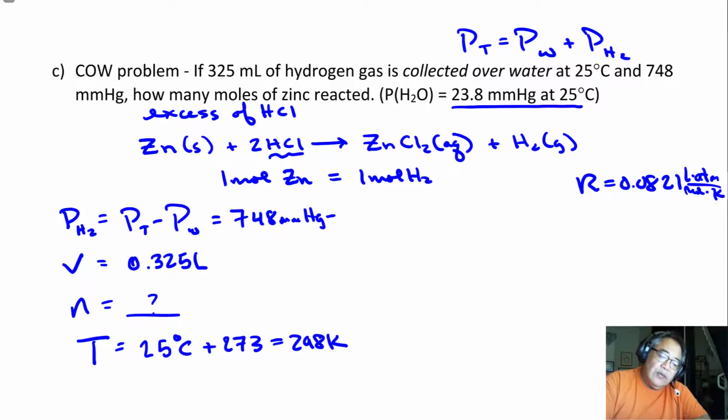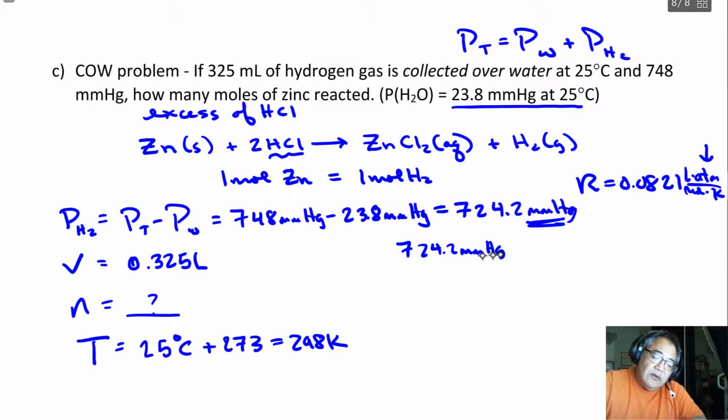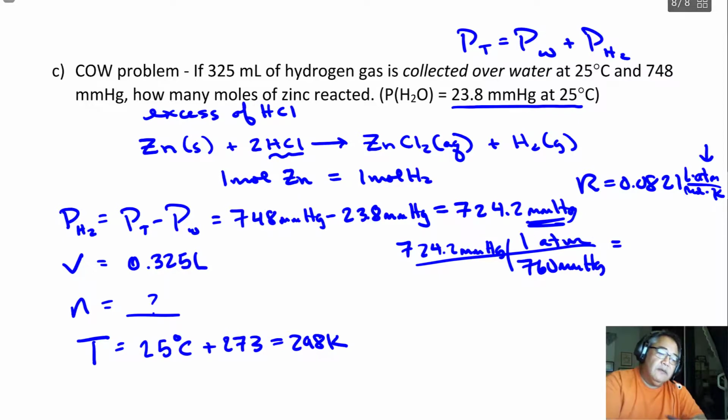minus 23.8 millimeters of mercury, and that's going to be 724.2 millimeters of mercury. Now I have a problem, right? Because this is in millimeters of mercury, but R is in atmospheres. So you always got to be thinking about what the units are with R. So I know my pressure of hydrogen, 724.2 millimeters of mercury, and I'm going to convert that over 760 millimeters of mercury in 1 atmosphere, like that.